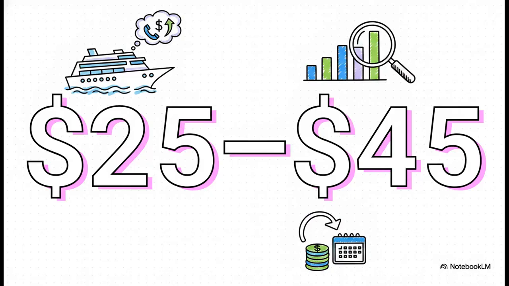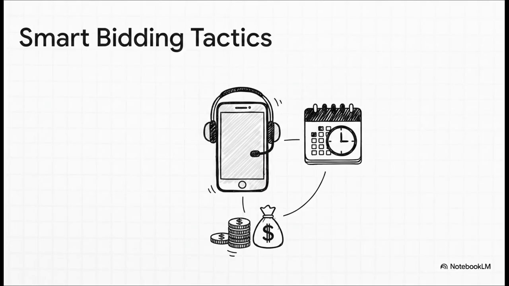Now, what's really interesting about this slide is the math right here. $25 to $45. According to our sources, this is the optimal target cost per action, or target CPA, for premium campaigns like Norwegian Cruise Line. That means your entire goal is to acquire a highly qualified inbound phone call from a traveler who is ready to book, all for under $50. When you consider the commission on a multi-thousand-dollar cruise package, a $45 acquisition cost is just an incredible return on investment. So how do we actually hit that target CPA?